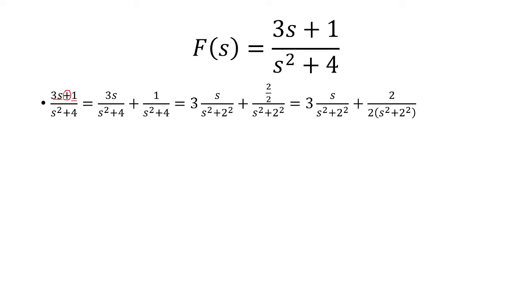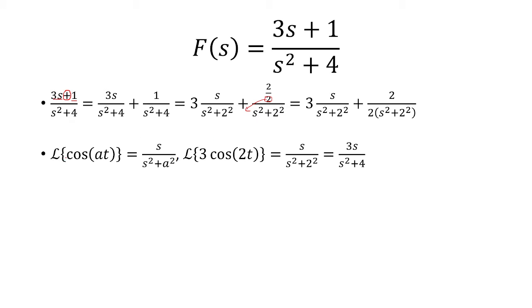The 3 can come out in front, and that's going to be multiplying that. And then 4 I can just rewrite as 2 squared. Same thing with this one. Now 1 is just 2 over 2, which I can bring this 2 in the denominator. So it'll be 2 over 2 times the quantity s squared plus 2 squared.